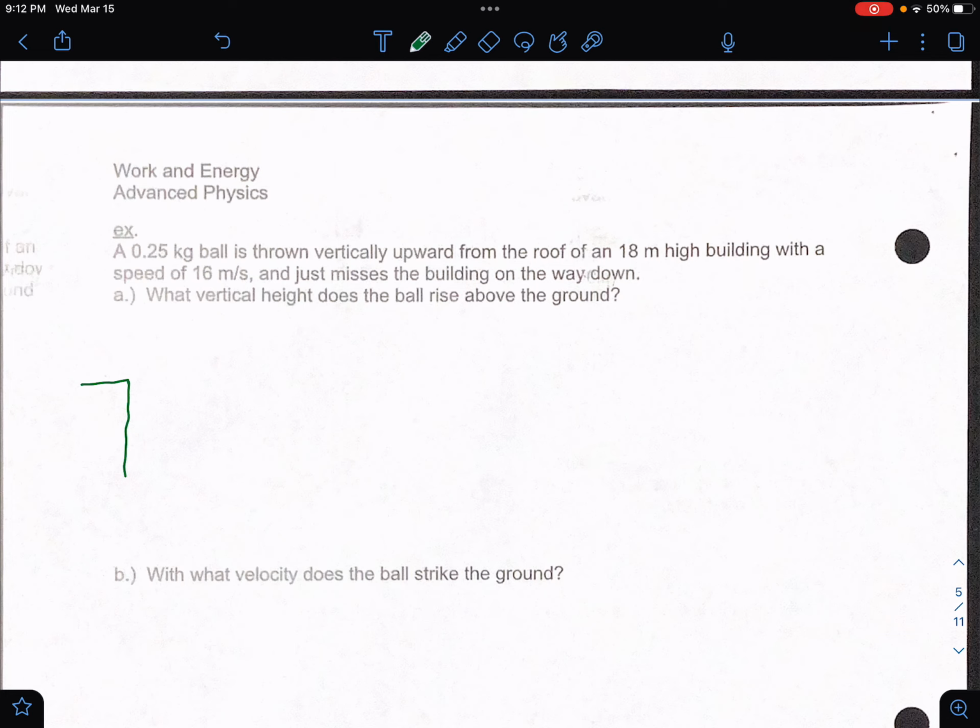Okay, the ball is being thrown up, and I want to know how high it actually went. So your points are A, your initial, when you threw the ball up, when you're standing on top of the building. And then point B is your final, because that's when it reaches the top of its path. So that's how we're going to label it. We're going to do our PE plus KE equals PE plus KE. Left side is going to be my A side, right side is going to be my B side.